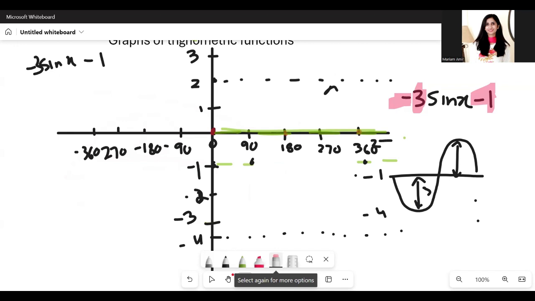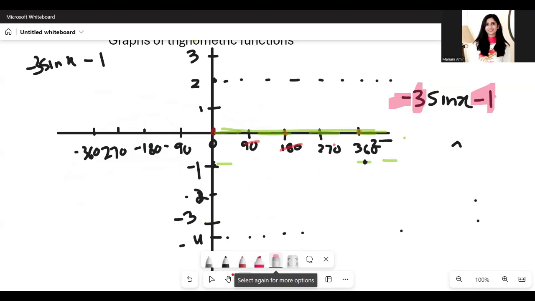Okay. You could be asked to plot the graph in radians. Then 90 would become pi by 2. You write pi by 2 here, you write pi here, you write 3 pi by 2 here, and you write 2 pi here. Rest everything is going to stay the same. Okay.